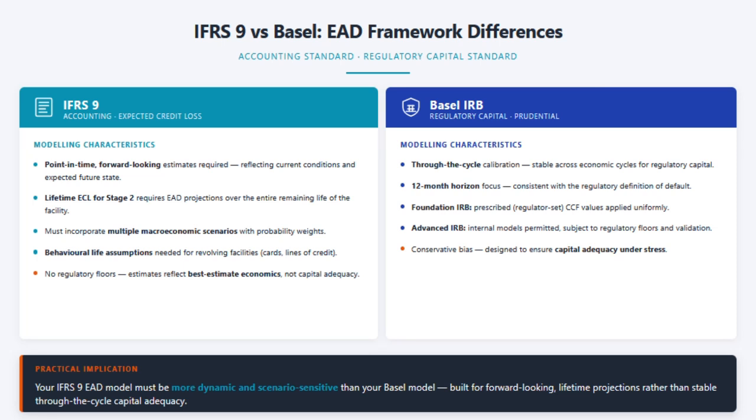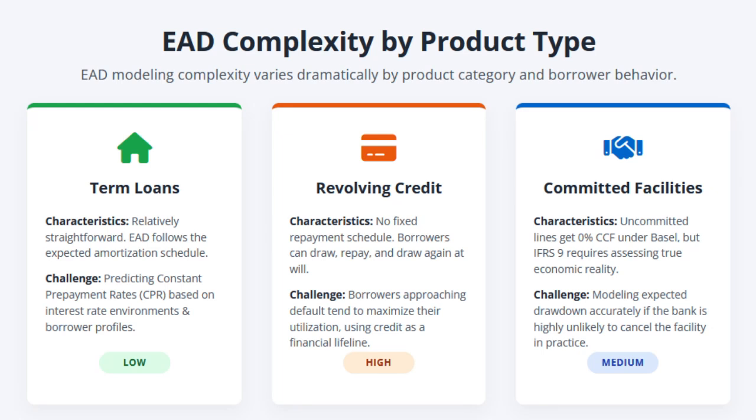But under the IFRS 9, point-in-time forward-looking estimates are required, and lifetime ECL for stage 2 requires the EAD projections over the entire facility life. It must incorporate the macroeconomic scenarios and the behavioral life assumptions needed for the revolving facilities. So what's the practical implication here? That your IFRS 9 EAD model must be more dynamic and scenario sensitive than your Basel model.